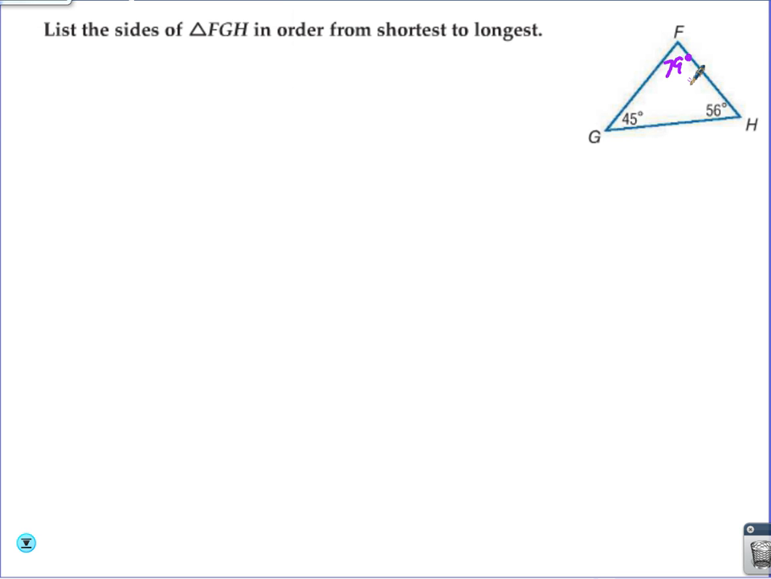Okay, I need that. So Erica, I need the shortest side. In order to find the shortest side, what I'd first do is find the smallest angle. Erica, since G is the smallest angle, what's the shortest side? Perfect. FH is the shortest. Jordan, since angle H is the middle angle, what's the middle side? Perfect. So we have FH, FG, and the longest, therefore, would have to be GH.